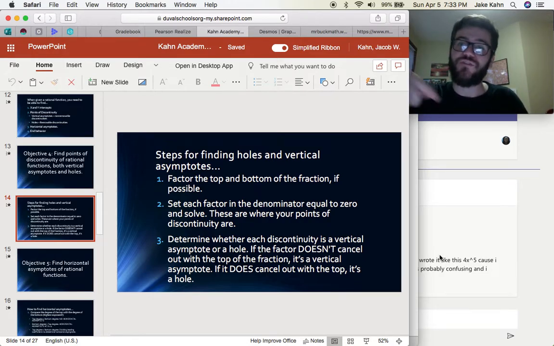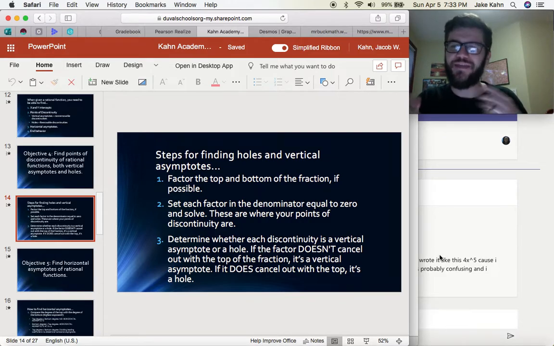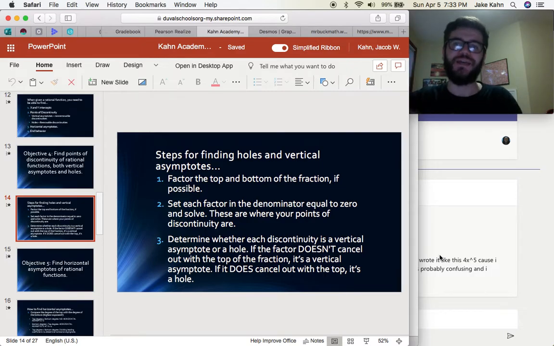Then you set each factor in the denominator equal to 0, and those are going to be your points of discontinuity. You may have 1 or 2 or 3 or 4 points of discontinuity. X equals something. And then each point of discontinuity is either a hole or a vertical asymptote. If the factor that solution came from cancels out with the top, it's a hole. If it doesn't cancel out with the top, it's a vertical asymptote.